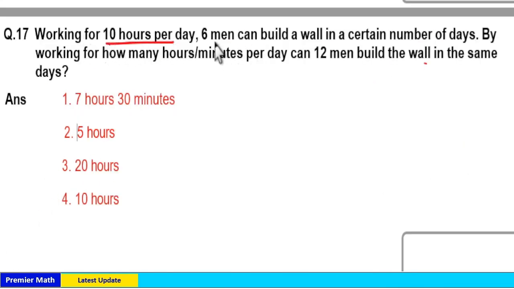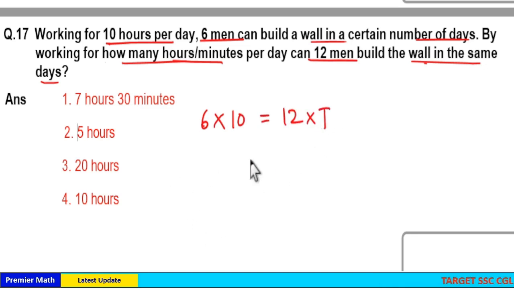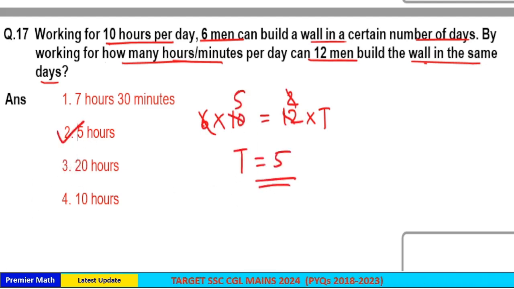Working for 10 hours per day, 6 men can build a wall in a certain number of days. By working for how many hours per day can 12 men build the wall in the same days? Here, the work is the same. 6 men can complete a wall in 10 hours per day. Then 12 men can complete this wall in T hours per day. Here 6 goes 2 times in 12, and 2 goes 5 times in 10. So the number of hours is equal to 5. Option 2 is your answer.